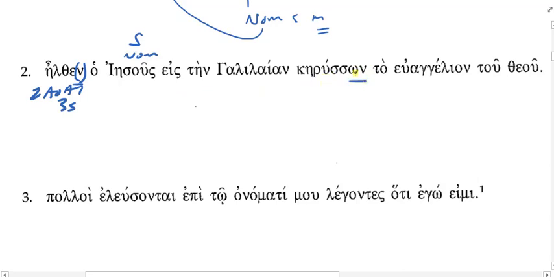And then I have kēryssōn. Now you see the ōn with the omega. What case, gender, number is that? Okay, nominative, singular, masculine. Excellent. And who is doing the preaching here? Right, you find whatever matches the case, gender, number in the sentence, whether it's explicit or implied. Here it's explicitly nominative, singular, masculine. That's right. So Jesus came and Jesus was preaching.